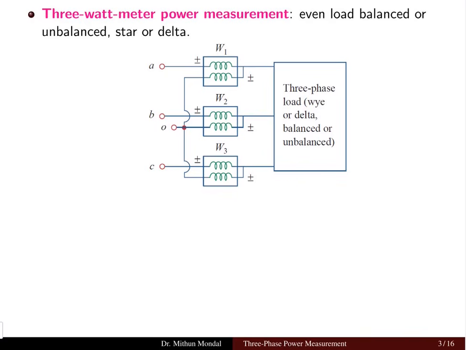Now, first we will see the three-phase power measurement using the 3 wattmeter method. The load may be balanced or unbalanced, and star or delta. We have discussed star and delta in detail in three-phase networks, such as the relationship between the line voltage and the phase voltage for star connection, and the relationship between line current and phase current for delta connection. Now the power measurement for a three-phase system using 3 wattmeters is valid whether the load is balanced or unbalanced, star or delta.